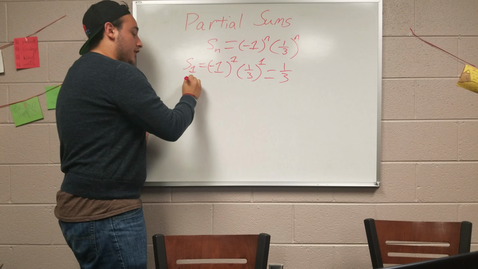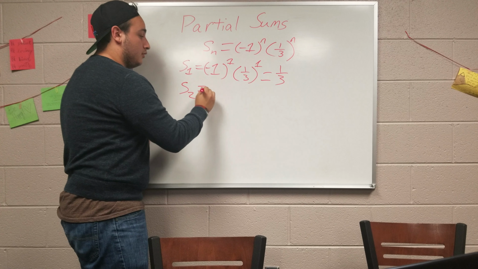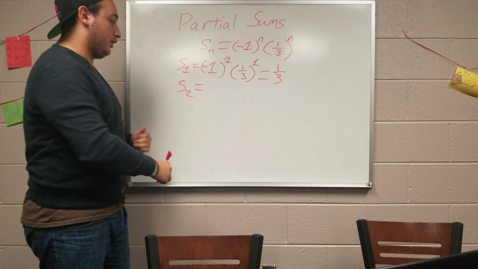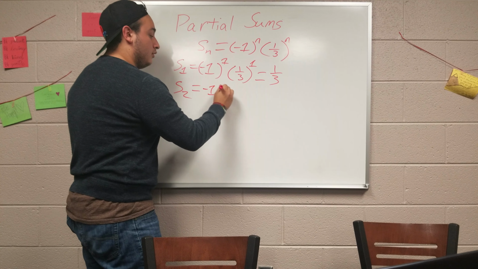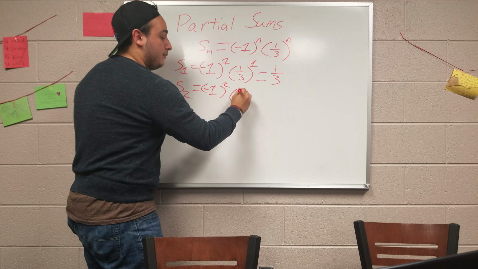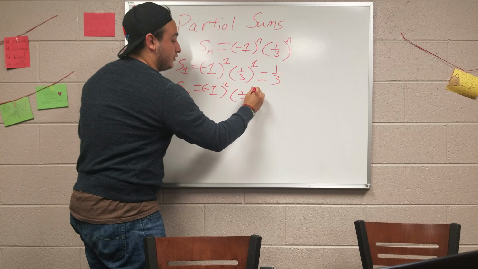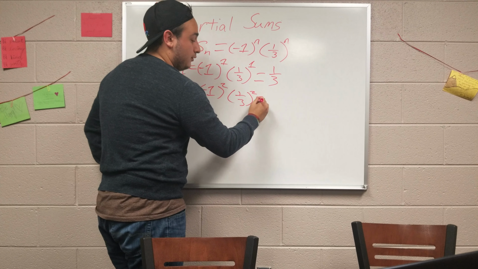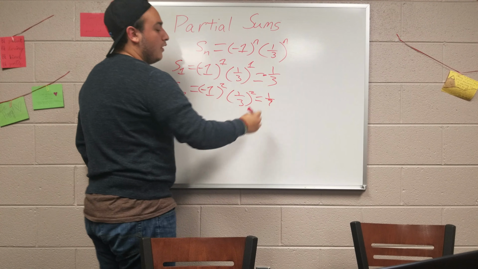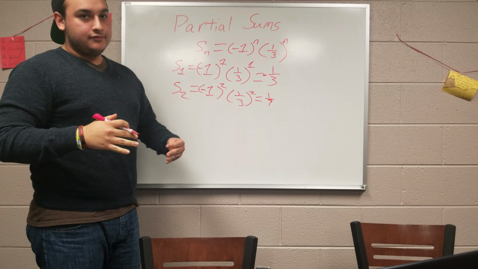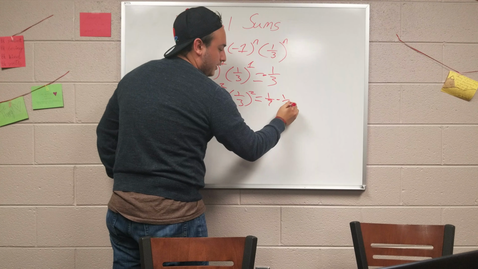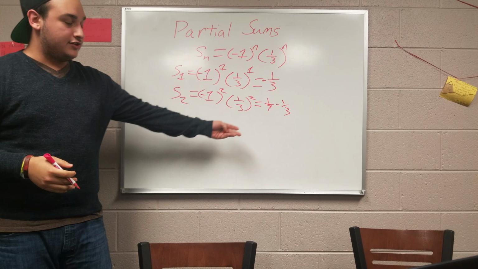Now if you look at the second partial sum, you plug in 2 for each n located in the formula. So it'd be -1 to the second power multiplied by 1/3 also to the second power, which equals 1/9. Also, this is negative. And you add it to the first term that you got. So minus 1/3. And then that's your second partial sum.